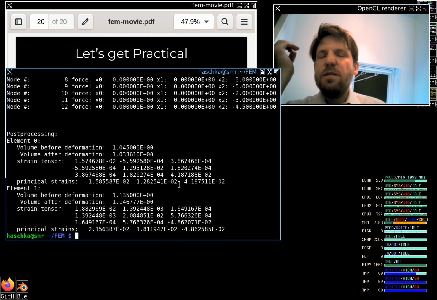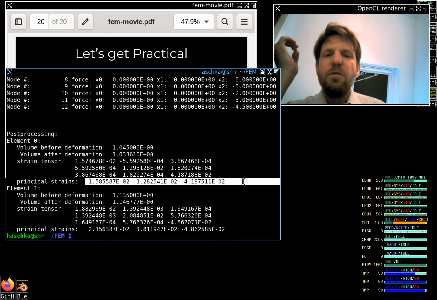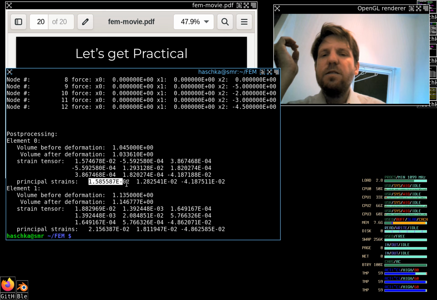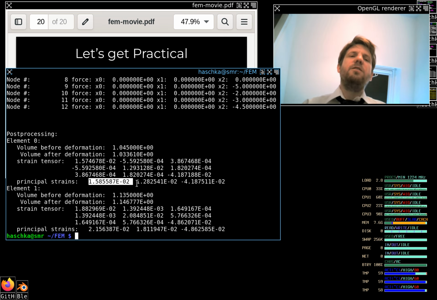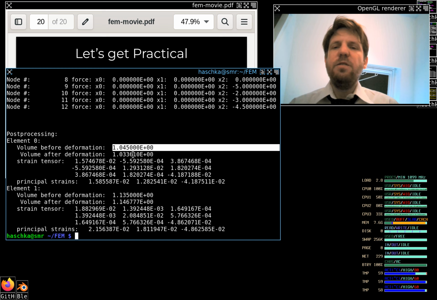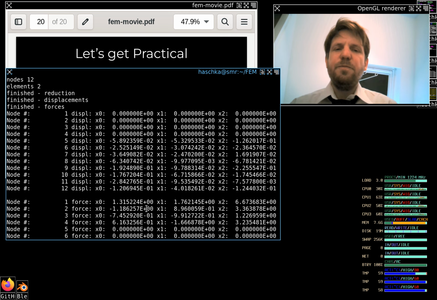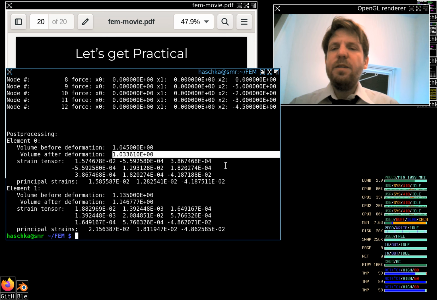And we also get a post-processing output, so we get the strain tensor for each node, and we can calculate the principal strains. Of course, what we are interested in is the highest principal strain in such a calculation, which tells you, well, will the stuff break or not? That's kind of the story. And here you see the volume before deformation, and this is the volume after we deformed it. So you see, of course, that the volumes of the elements change as you perform these deformation calculations. That's the whole story.